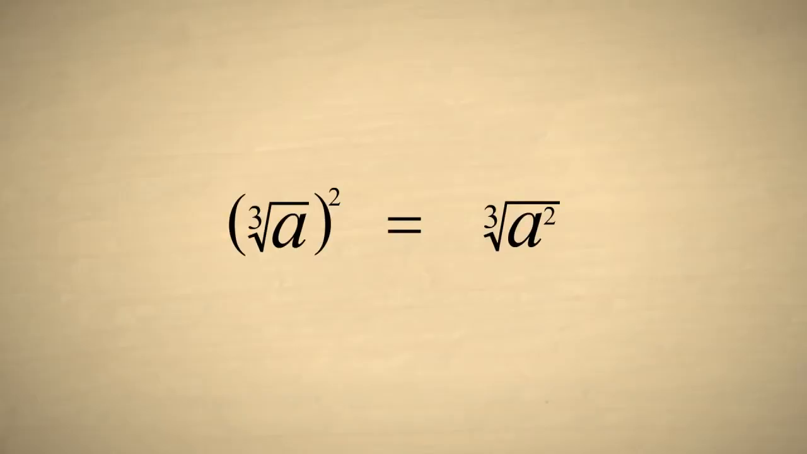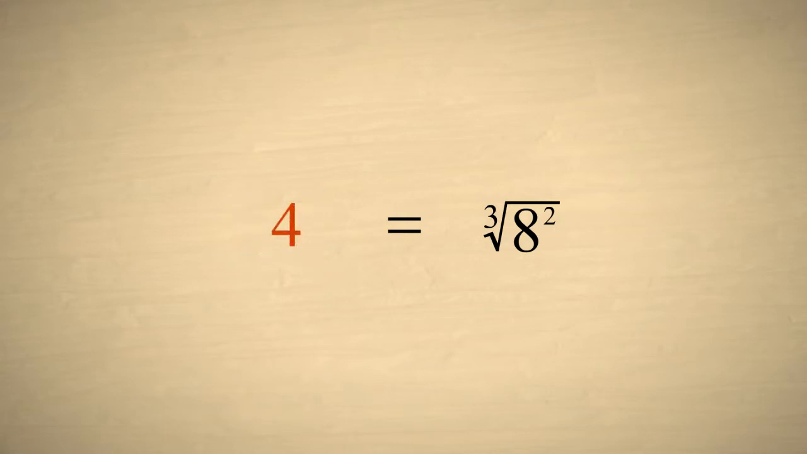It may seem strange that both these operations give the same result. However, if we pick a value for a which comes out even, it is easier to see why this is true. For example, let's say that a is equal to 8. Now on the left side, the cube root of 8 is 2, and 2 squared is 4. While on the right side, 8 squared is 64, and the cube root of 64 is also 4.